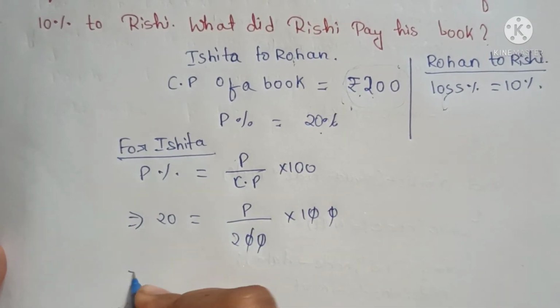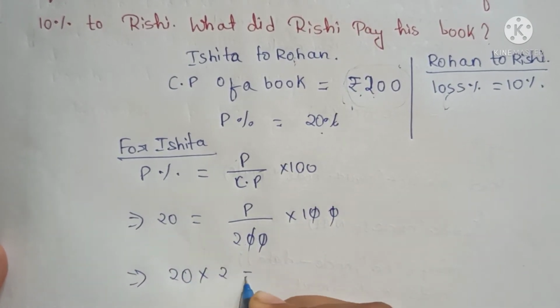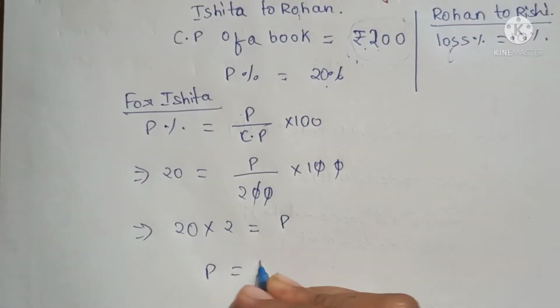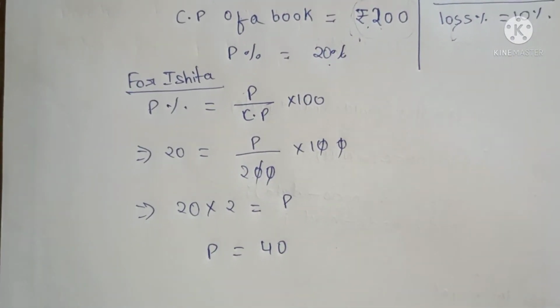So it will get cancelled. And when we bring it here, it will become 2. P equals, so profit is 40 rupees. So Ishita is earning a 40 rupees profit.